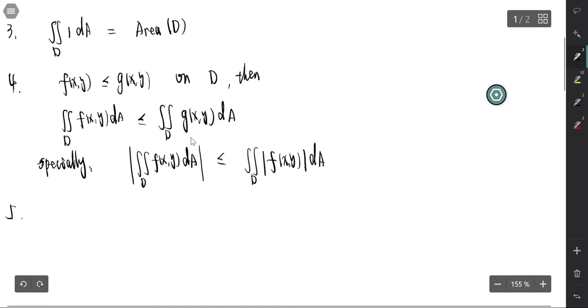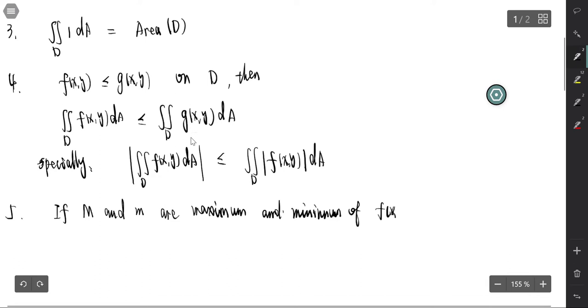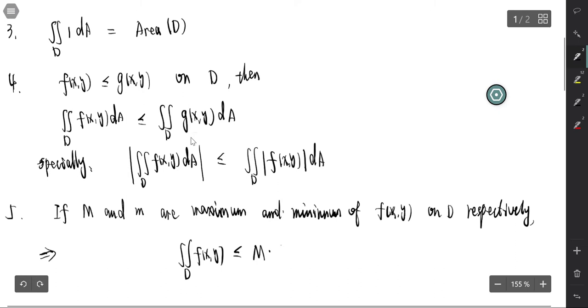And fifth, that is the special case for 4. If the capital M and the small m are the maximum and minimum of f(x,y) on D respectively, then the integration of f(x,y) is less than or equal to the maximum times the area of D, and greater than or equal to the minimum times the area of D.